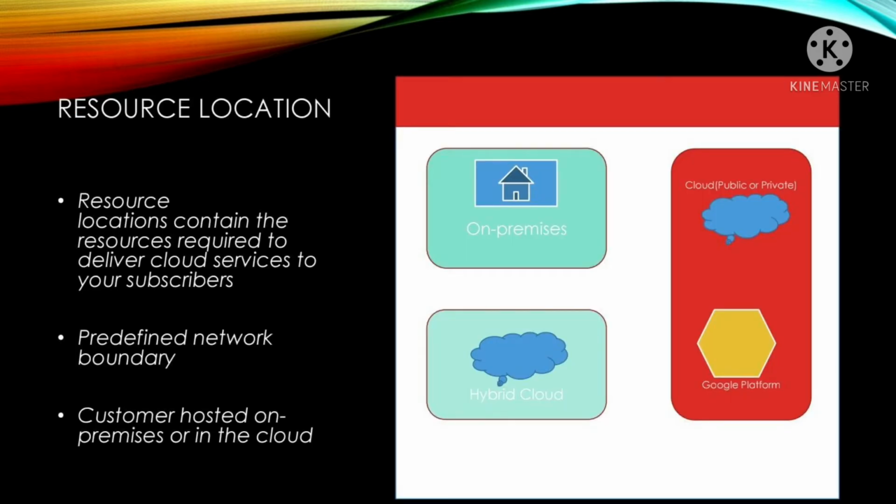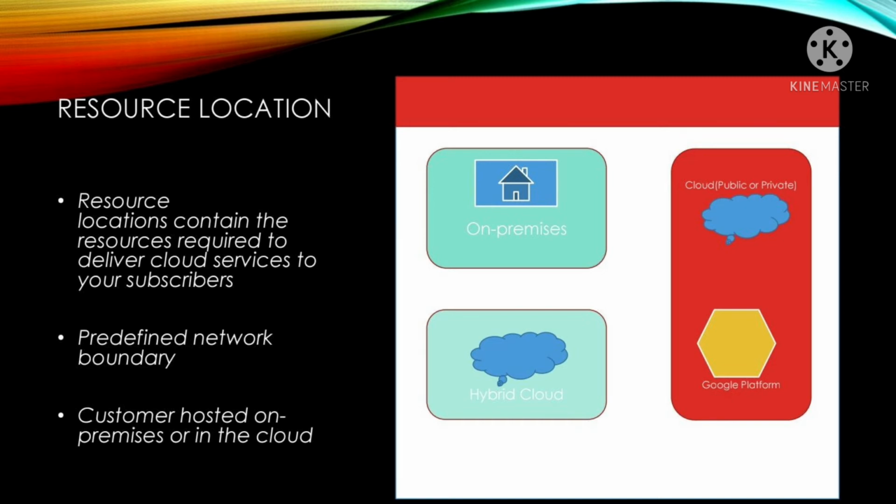Resource location. Resource locations contain the resources required to deliver cloud services to your subscribers. Resource locations contain different resources depending on which Citrix Cloud services you are using and the services that you want to provide to your subscribers. Examples of resource locations include a group of virtual machines hosting apps and desktops, or a group of web servers hosting enterprise web applications.